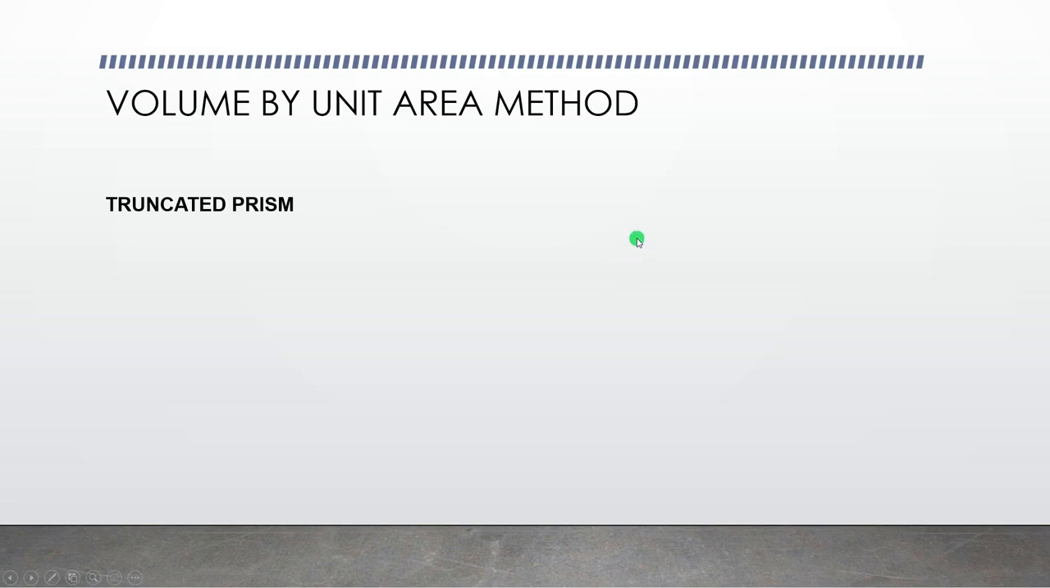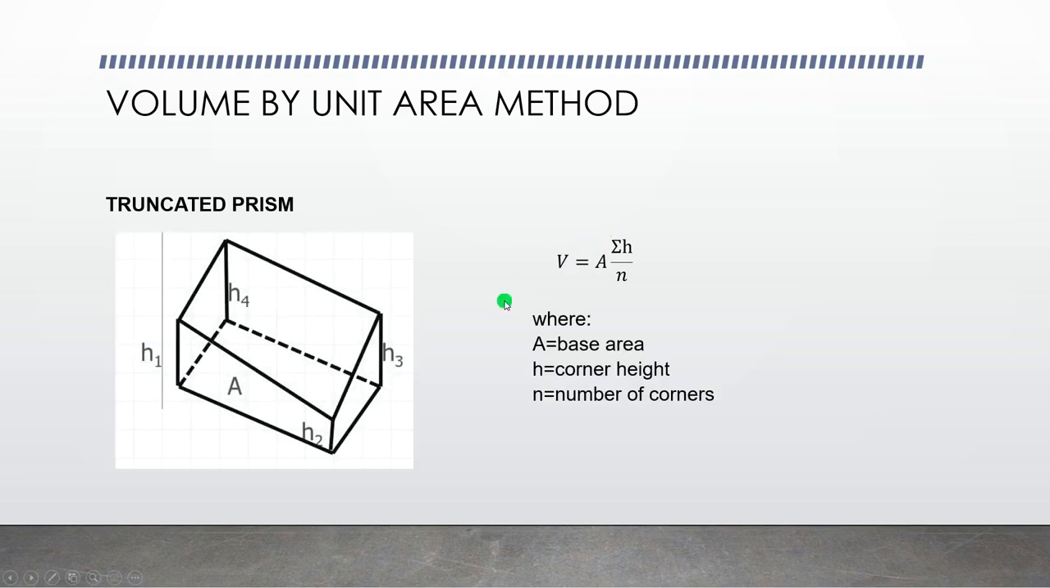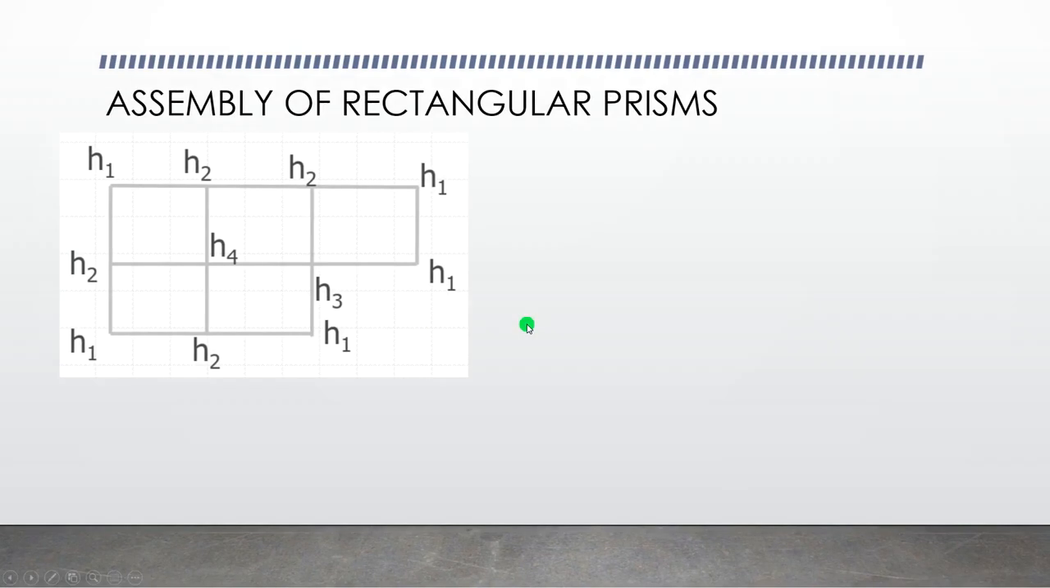Volume by unit area method. The first one is computing the volume of a truncated prism. If we are given four stations with different heights, to compute the volume to be excavated, just take the average of the four heights and multiply it by the area of its base. That's how you compute the volume of a truncated prism. If we have an assembly of rectangular prisms, it is not recommended to manually compute each truncated prism. All we need to do is make sure that each rectangular prism has an equal area of base, so that we can apply this formula.